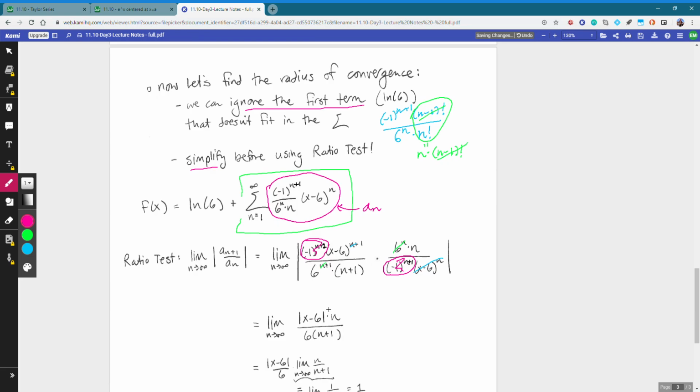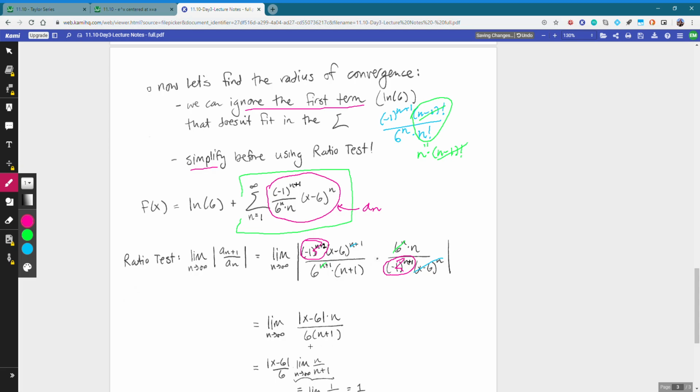When the dust settles, we have an n up top, an n plus 1 on the bottom, a 6 in the bottom, and we have our x minus 6 up top. The n plus 1 and 6 are all positive. The x minus 6, it depends, right? Depends on what x is. We don't know if that's positive or negative, and so we want to leave the absolute values on that, right? And so this is what we get when the dust settles with our simplification.